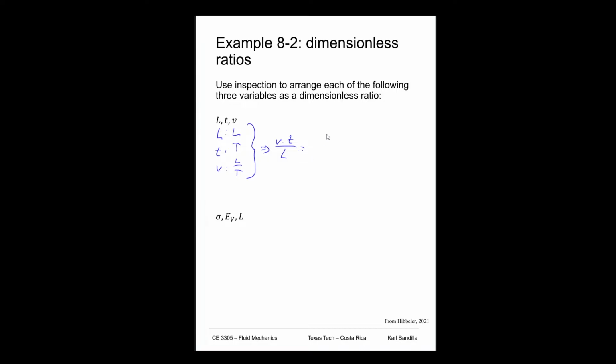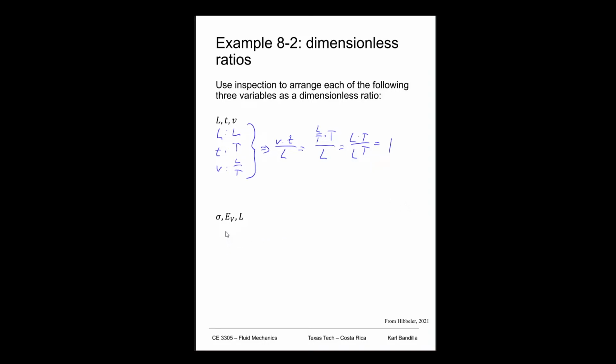And just to make sure, we'd have length per time times time divided by length. So that would be length time over length and time equal to 1. All right, so it's dimensionless just like we wanted it to be.